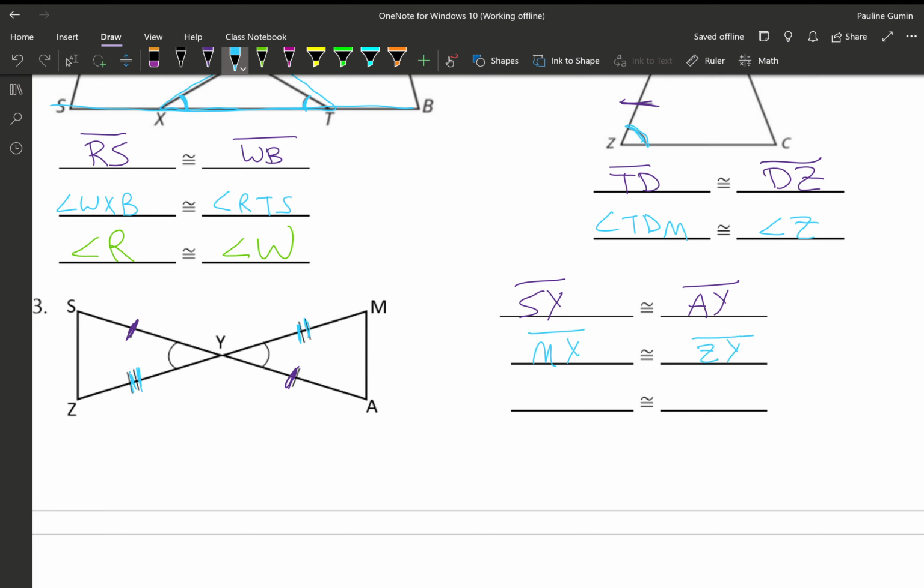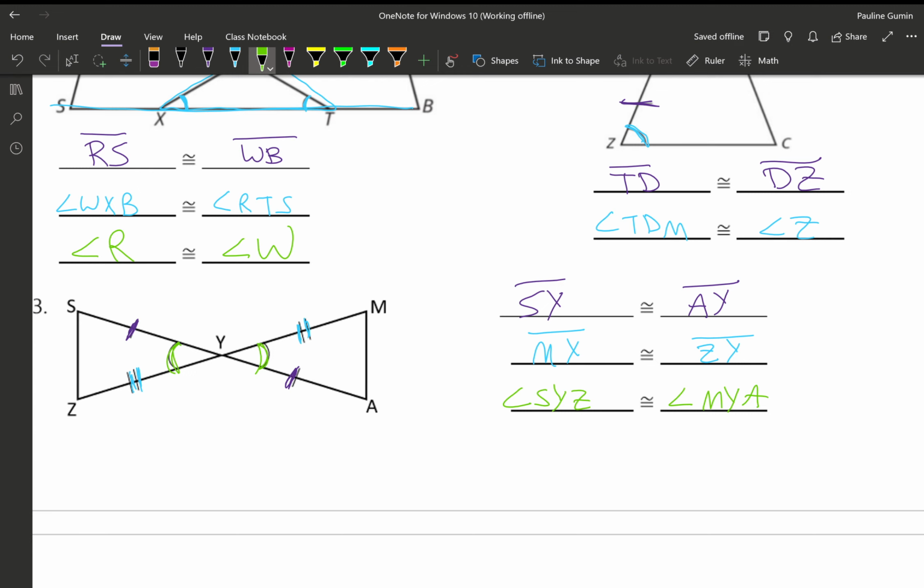And then we have two congruent angles. There's one there and one there. Now they're both angle Y's, but I've got to be specific in the way I name them. So I'm going to name the one on the left angle SYZ, and the one on the right I'm going to call angle MYA.